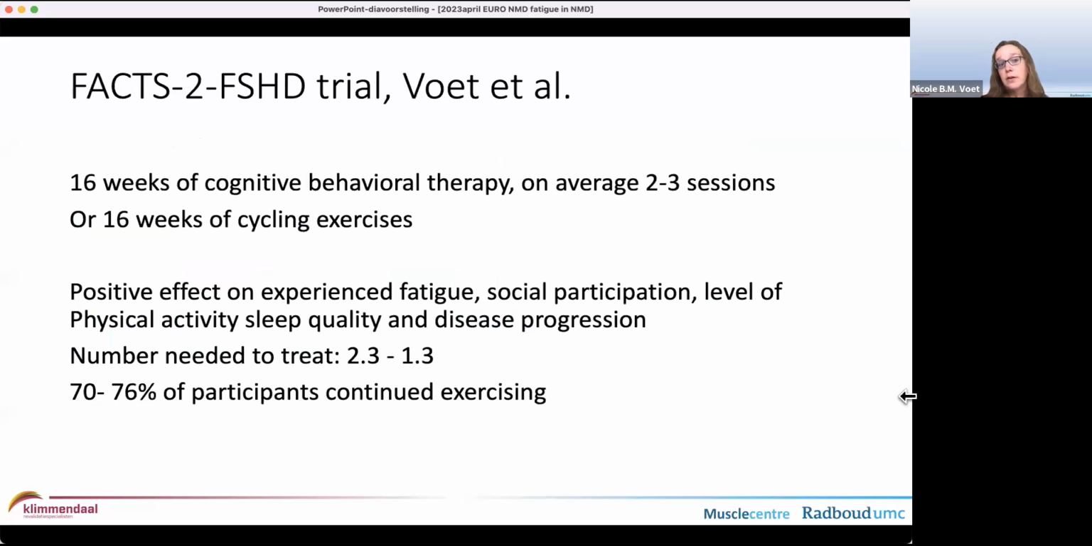What we did was the groups received 16 weeks of cognitive behavioral therapy or 16 weeks of cycling exercises, and we had a usual care group. And in the end, it appeared that the cognitive behavioral therapy group only received on average 2 to 3 sessions. So that was already enough to break the vicious circle of inactivity or overuse.